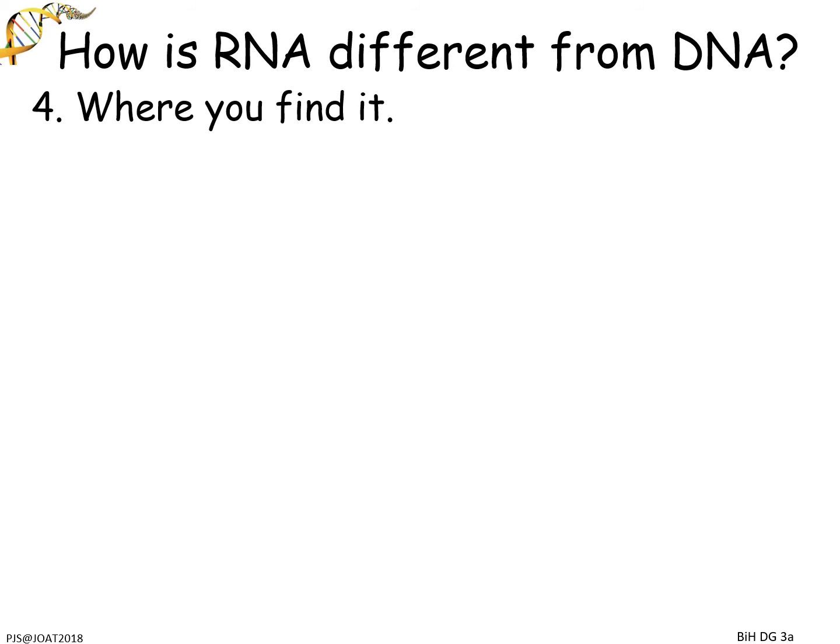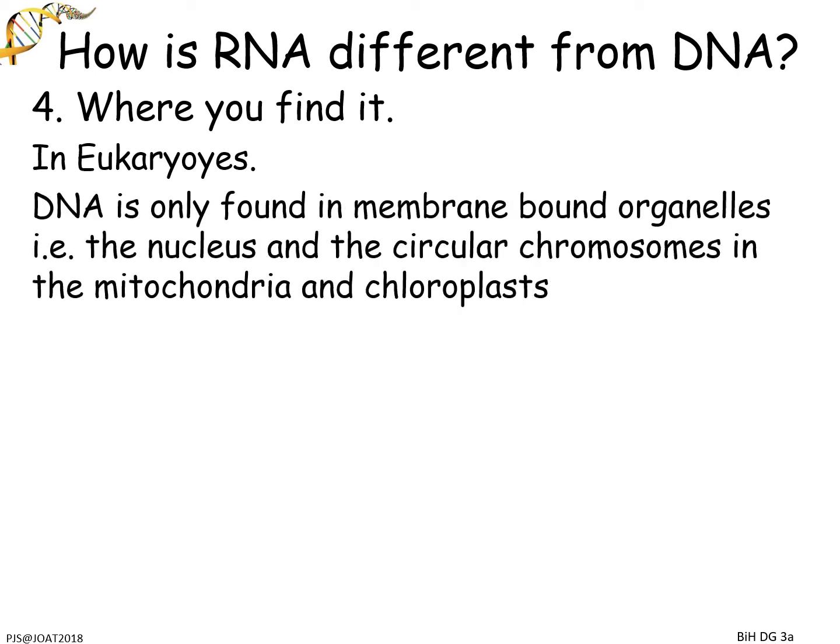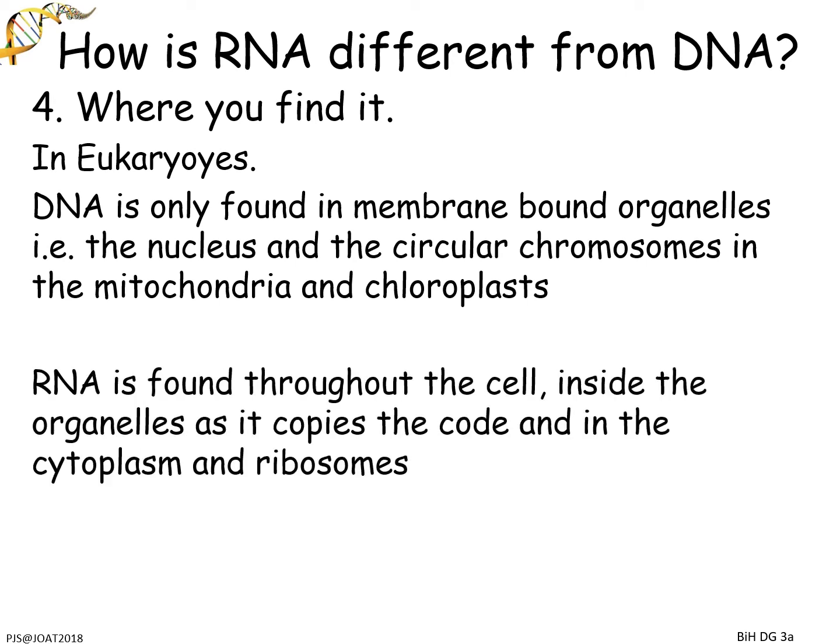And so those three are your structural differences, and you're expected to be able to give those as structural differences. There is another difference, which is where you're going to find it. So in eukaryotes, you're only going to find your DNA in your membrane-bound organelles, so that's the nucleus and the mitochondria and the chloroplasts. But RNA is going to be everywhere.